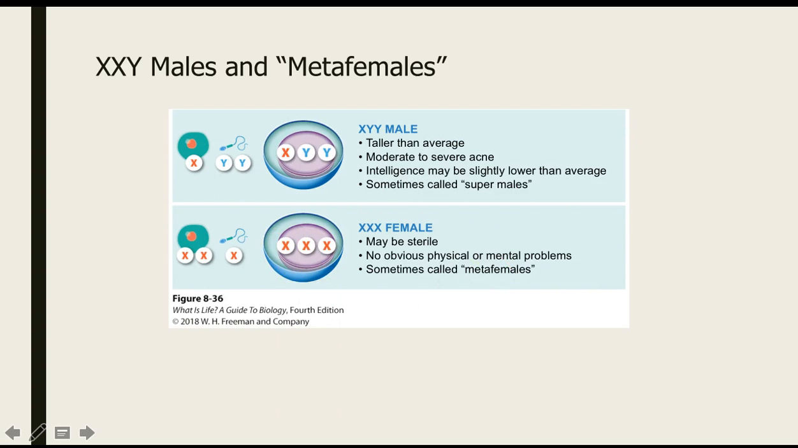So the graphic in your book's a little wrong on the XXX females. This could be a problem with either the eggs or the sperm. But with the XYY males, it can only be a problem with the sperm because only the males have Y chromosomes. So that's what I've got for you for Chapter 8.